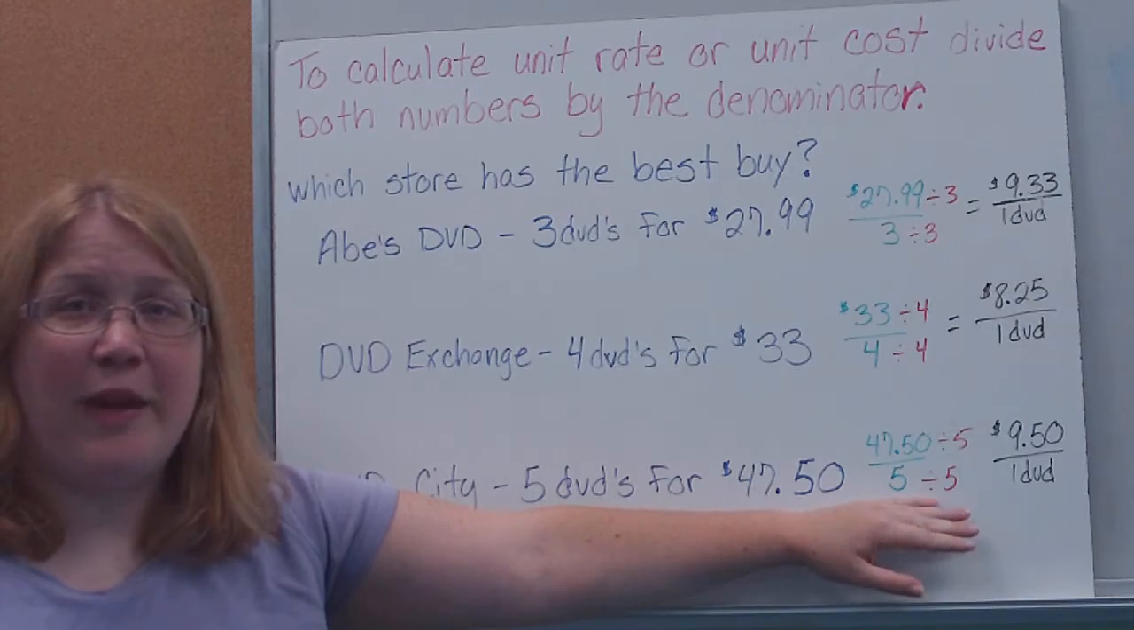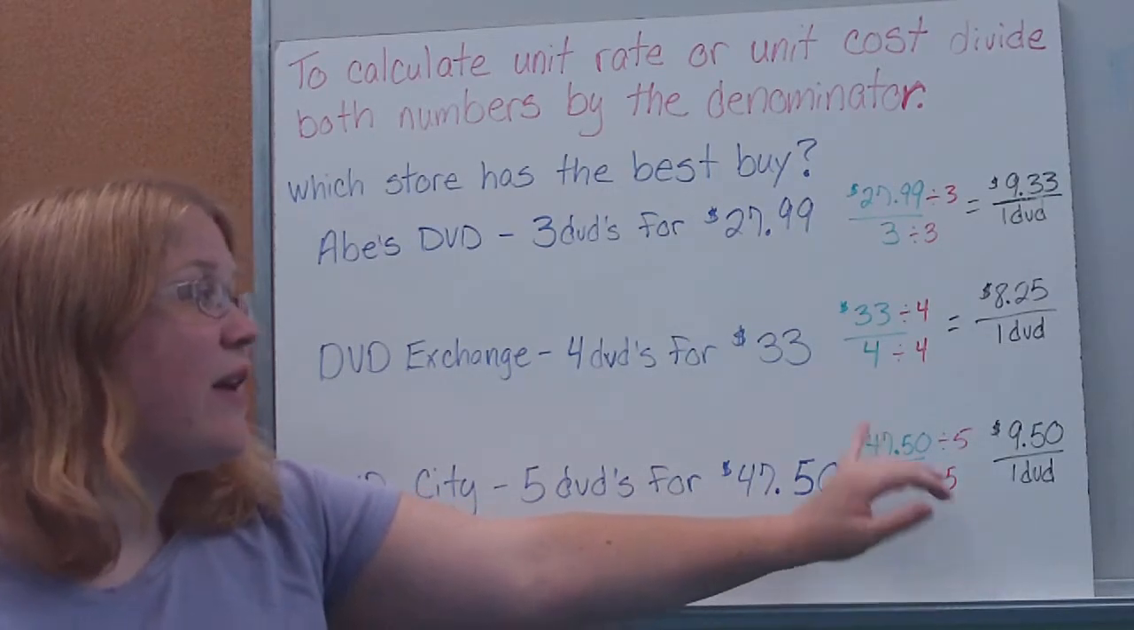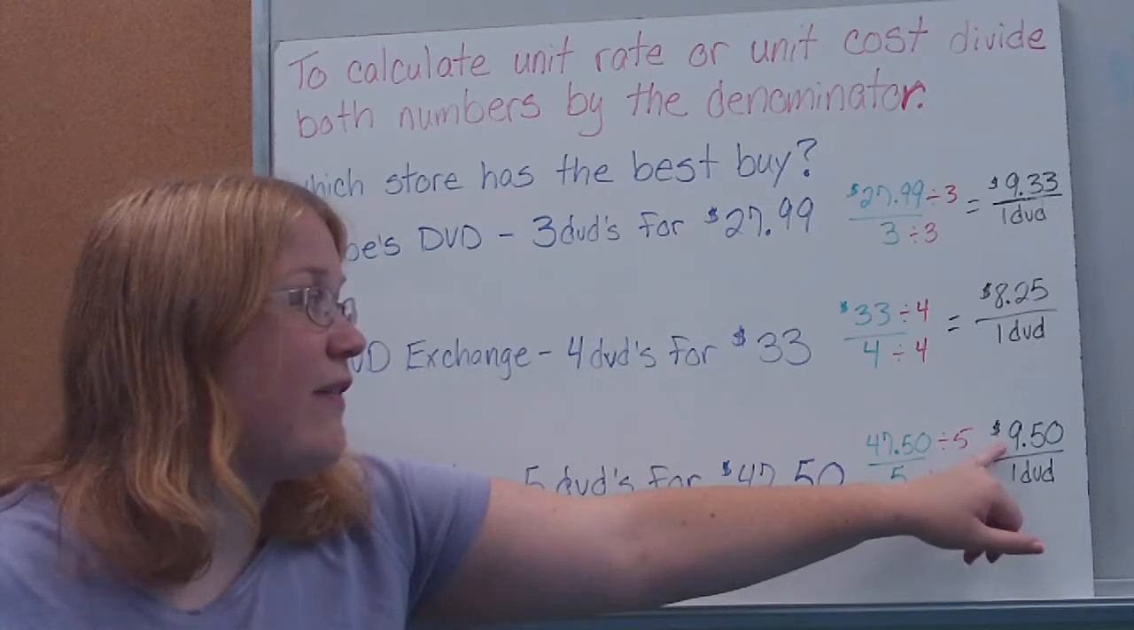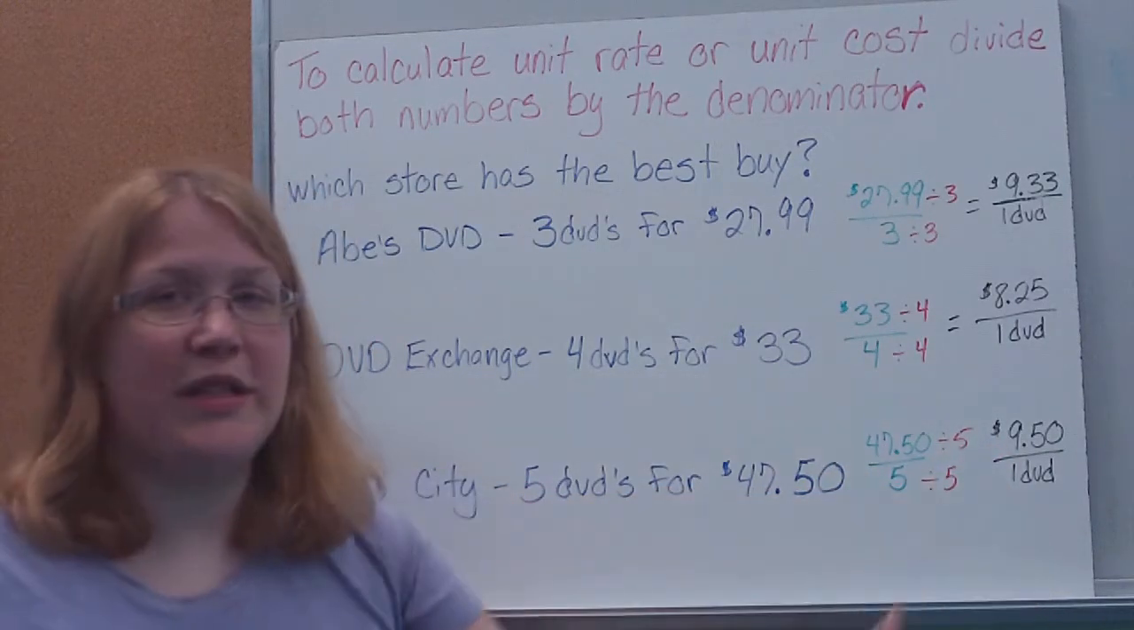So to make 5 into 1, I'm going to divide it by 5. Got to do the same thing to the top. So I'm going to divide 47.50 by 5. I get $9.50 per one DVD.